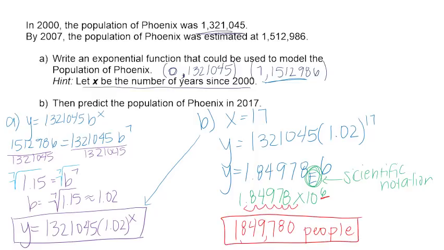Okay, now you can always just go ahead and double check with this and make sure that it actually makes sense. So I'm looking, my growth from 2000 to 2007 was about 200,000 people. So in 7 years, about 200,000 people. So then in an additional 10 years, it makes sense that we'd be adding about another 350,000 people. Okay, so I think that that is a reasonable answer.